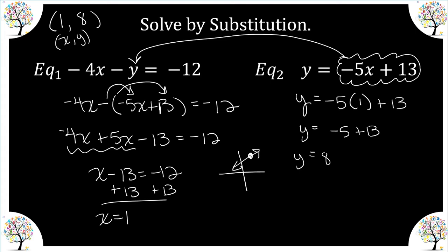So something like this, I'm just going to sketch it. This is in quadrant 1. Remember, our quadrants start with 1 in the positive, and you go counterclockwise. This is quadrant 2, quadrant 3, and quadrant 4. So this is our point of intersection. This is the solution, 1, 8, that will make equation 1 and equation 2 true if we plug in 1 for x and 8 for y into both equations.